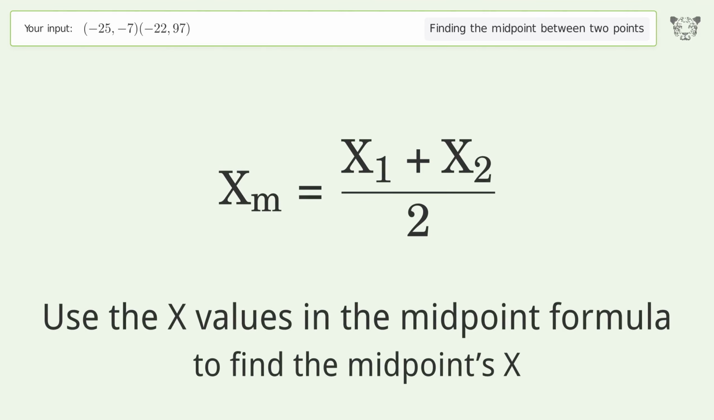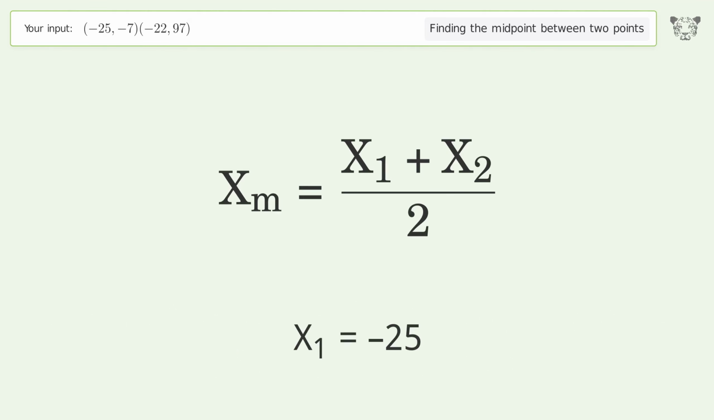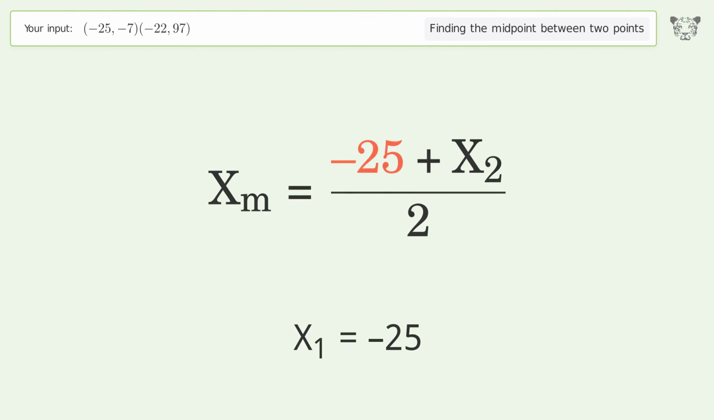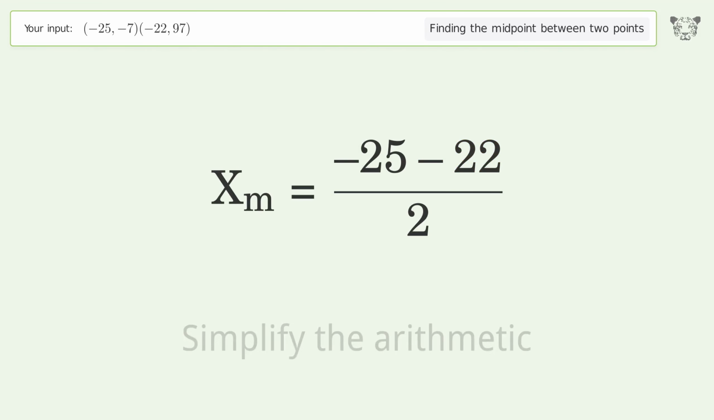Use the x values in the midpoint formula to find the midpoint's x. x1 equals negative 25. x2 equals negative 22. Simplify the arithmetic.